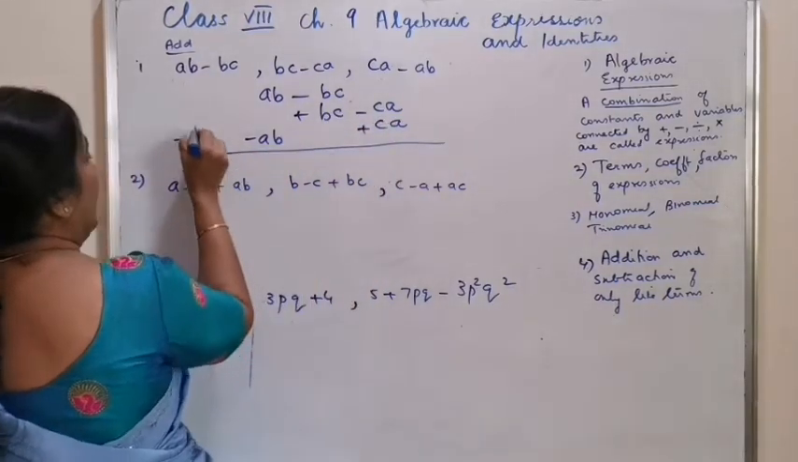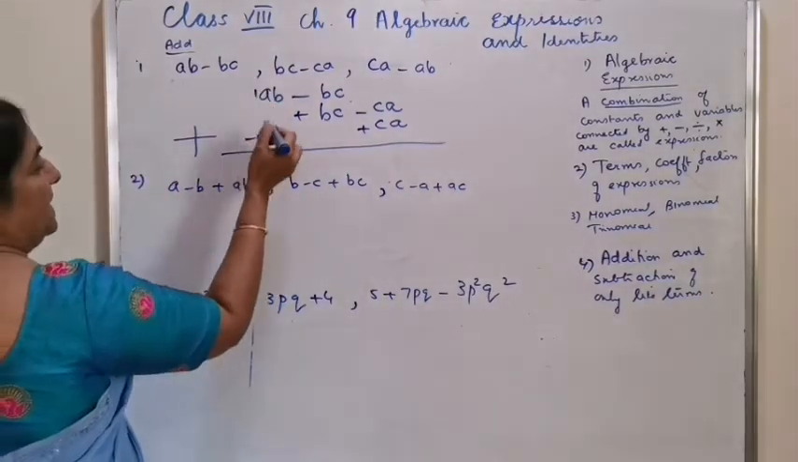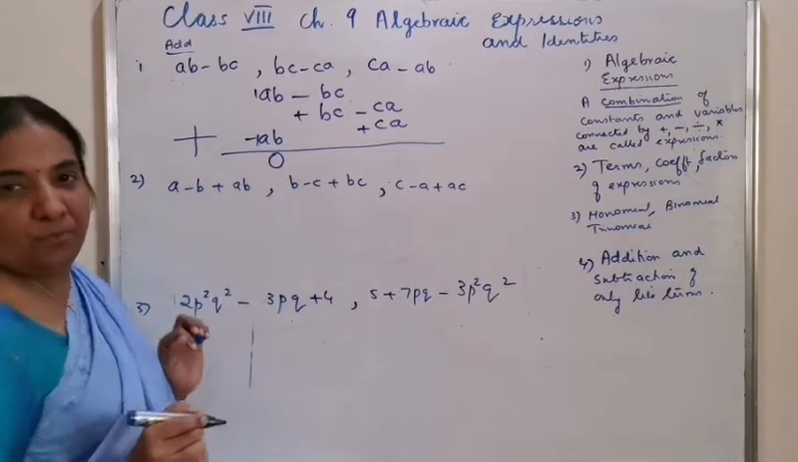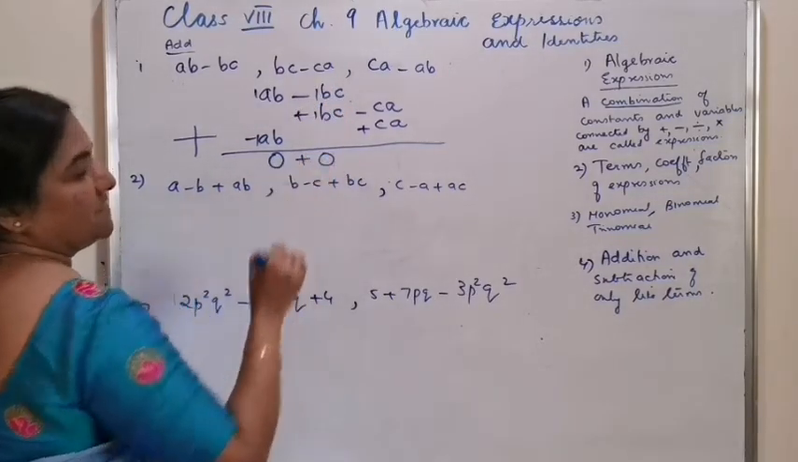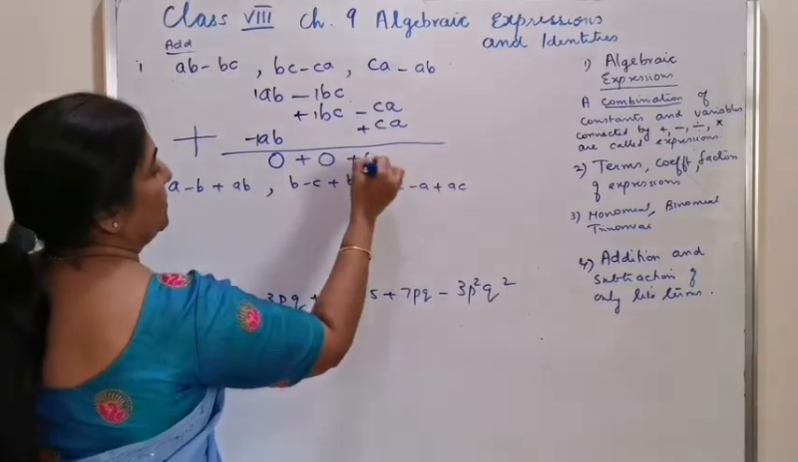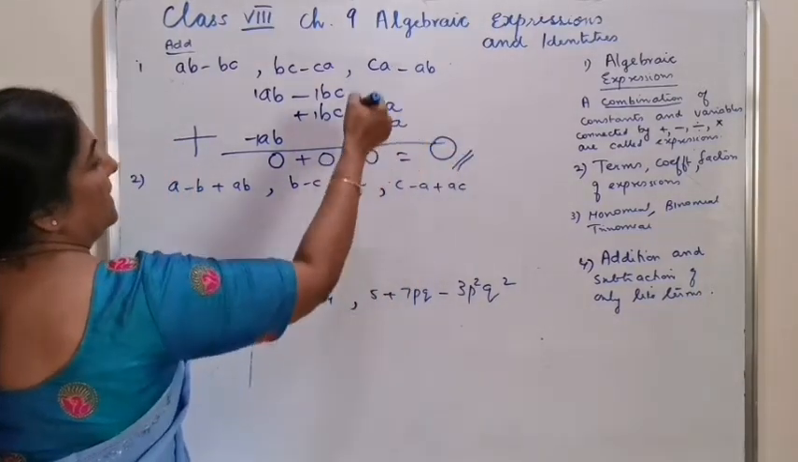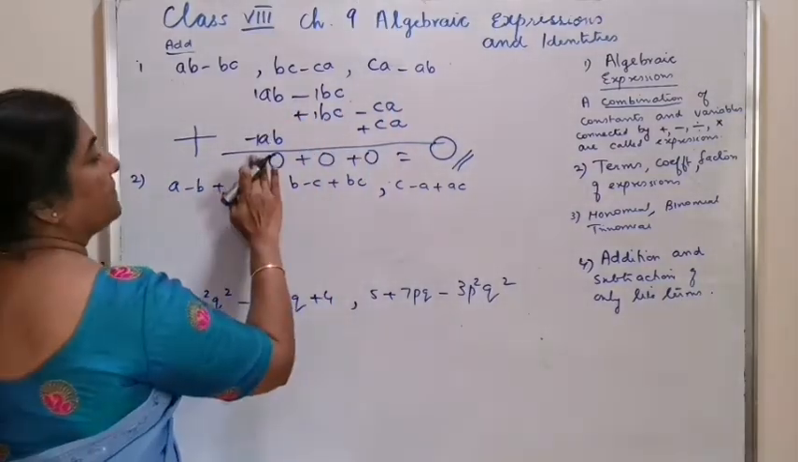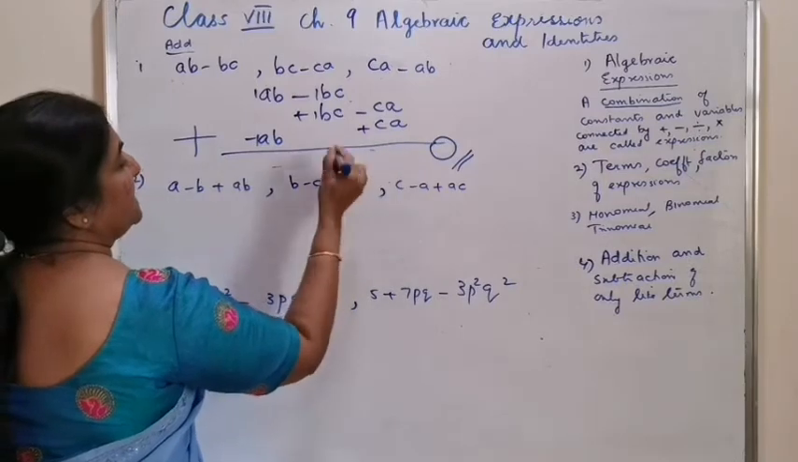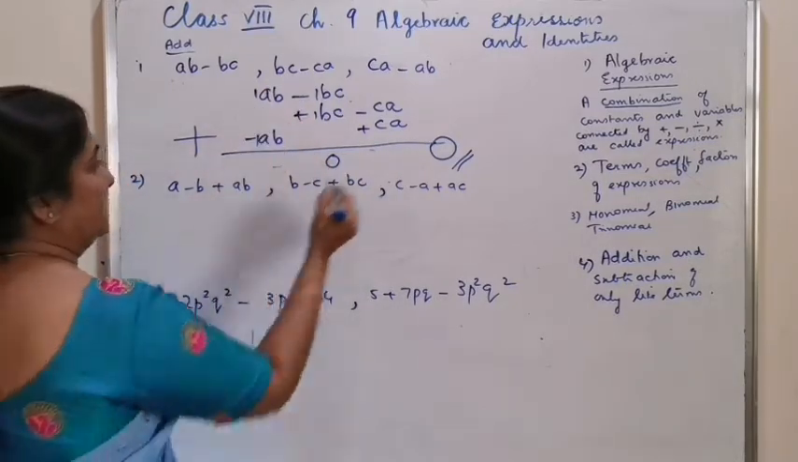So when you add the expressions, AB and minus AB get cancelled as 0. Minus BC and plus BC, again it's becoming 0. And here also 0. That means the final answer is 0. That means all of them are getting cancelled. Similarly, you can just write it as 0. That means all the terms are getting cancelled.